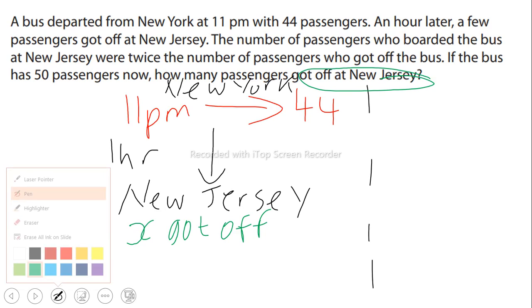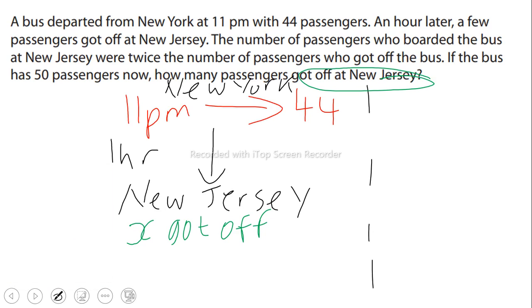So that means that we have a number of people who got off the bus. We call that X. But they're saying that the number of people who boarded the bus was twice the number of people who got off. So that's 2x. So the number of people who boarded the bus at New Jersey was 2x. If the bus has 50 passengers now, how many passengers got off at New Jersey?